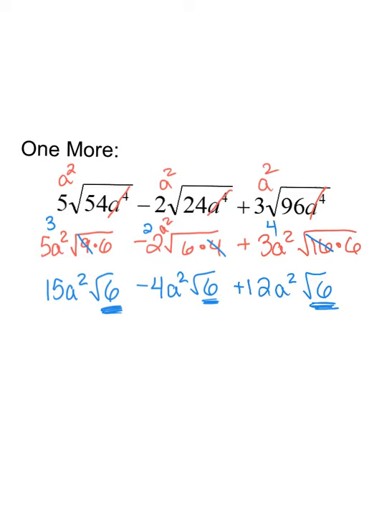So now for my final answer, all I'm going to do, 15a squared minus 4a squared is 11. And then 11 plus 12 is 23a squared. And don't forget to write the radical 6.